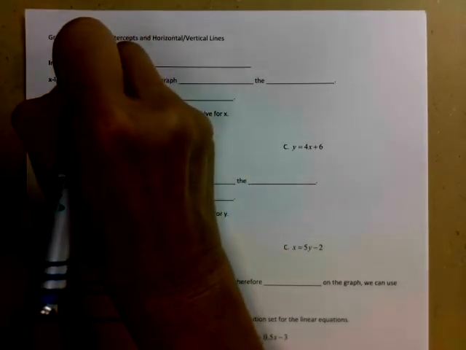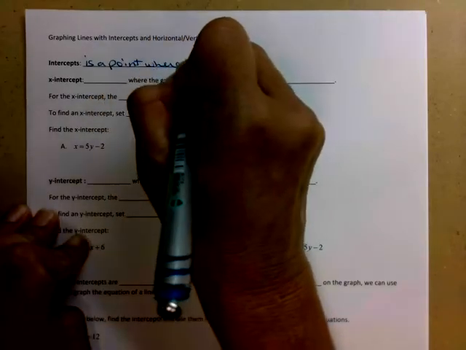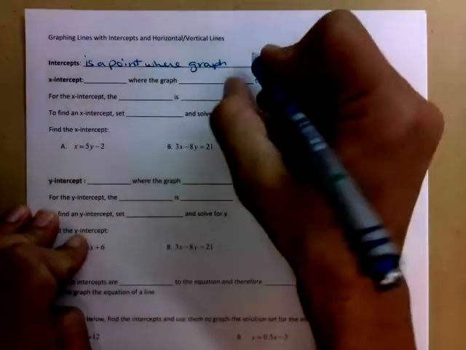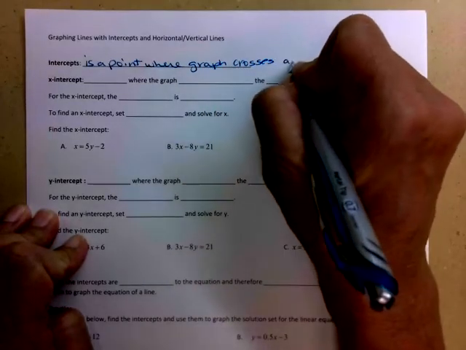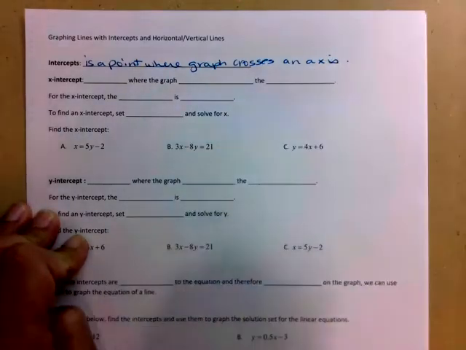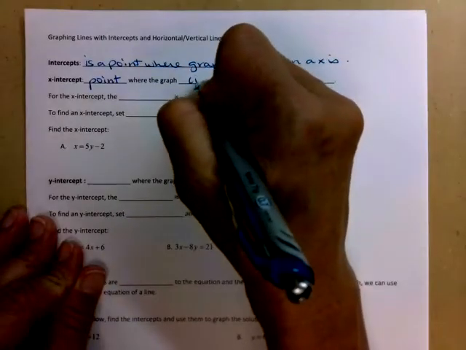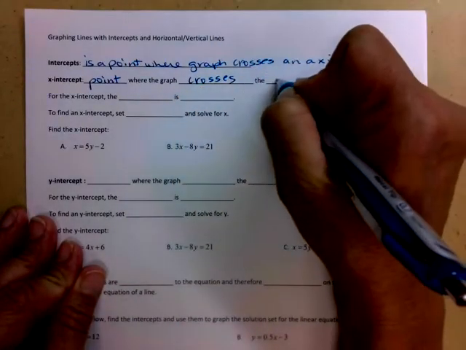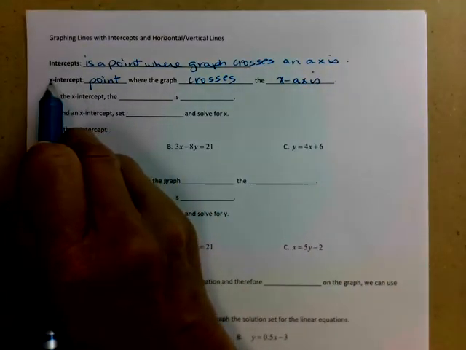Well, an intercept, first and foremost, is a point. It's a point, an ordered pair, where a graph crosses, and you can use the word intersects, I'll say crosses, an axis. So one of our two axes. So the x-intercept is the point, I'm going to make a big deal about it, where the graph crosses the x-axis. So it intersects the x-axis.